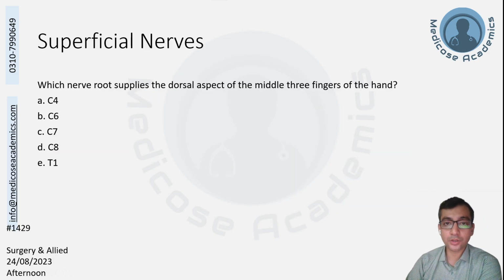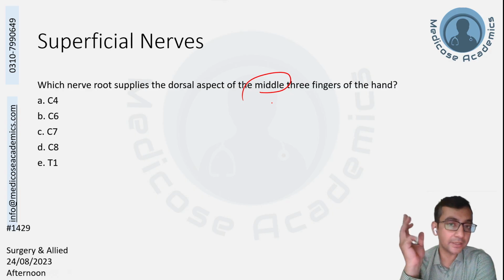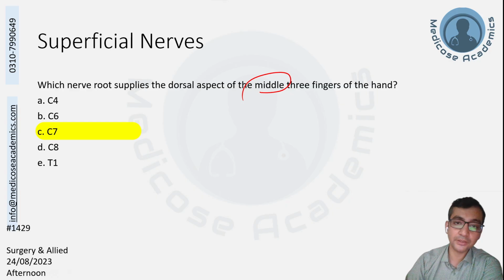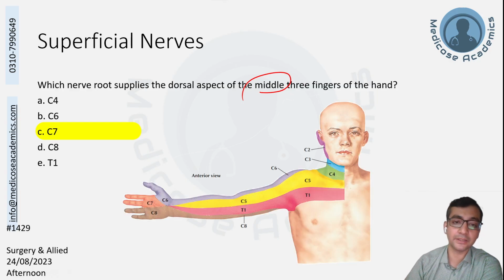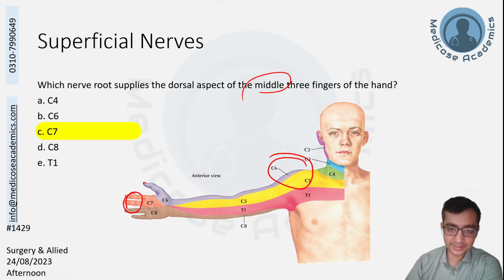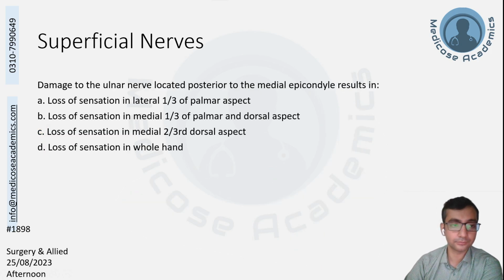Which nerve root supplies the dorsal aspect of the middle, actually medial three fingers would have been better, middle three fingers of the hand, dermatomes. Remember that the little finger is by C8, the middle fingers are by C7, and this by C6. So the shoulder region by 5 and 6, C6 for thumb, 7 for middle fingers, 8 for little finger, and T1 for medial aspect of arm.